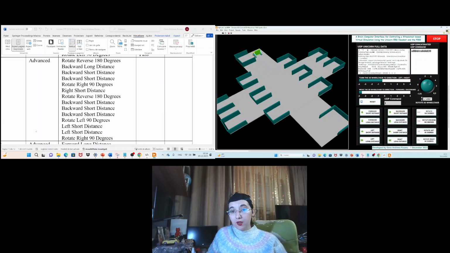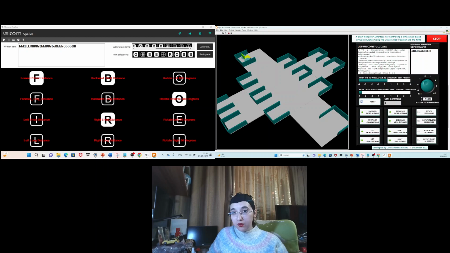After that, rotate left with 90 degrees. Then left short distance 2 times. Okay, and rotate right with 90 degrees. Okay, so yeah, these were the commands. Okay, so the last one, I think here, yeah, maybe here was not performed.